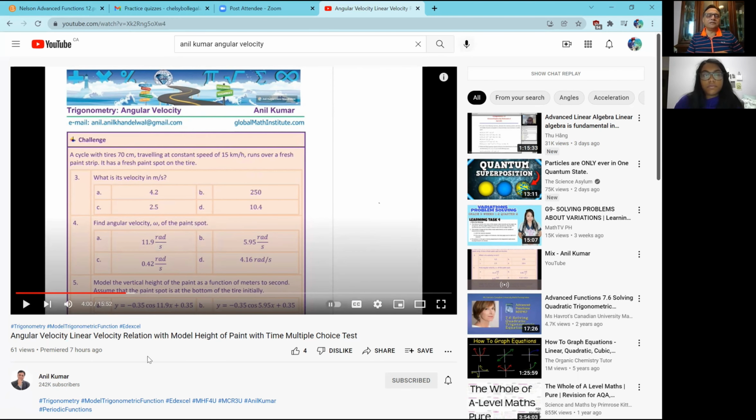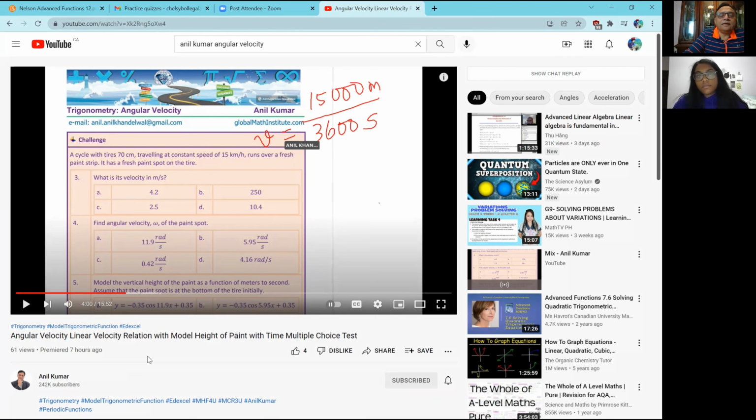Here's a nice one. Can you please read this question? A cycle with tires 70 centimeters, traveling at constant speed of 15 kilometers per hour, runs over a fresh paint strip. It has a fresh paint spot on the tire. What is its velocity in meters per second? How will you do it? Tell me. So first we have to convert, right? Correct. So 15 kilometers in meters will be 15,000, right? Meters. Time in hours, 3,600 seconds, correct? So we got meters per second, right?